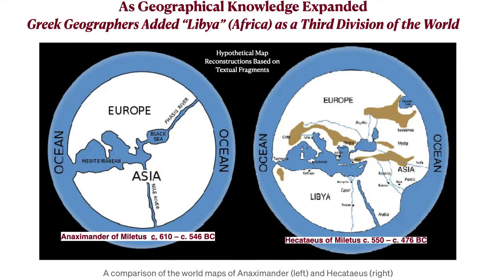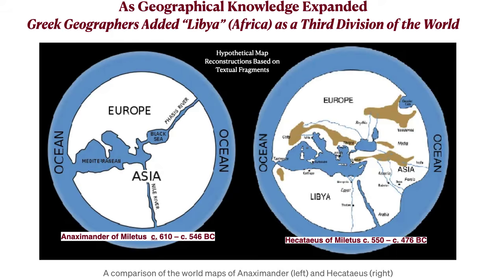And then a few decades later, Hecataeus, who was better noted as a geographer, again, his work doesn't survive, but who reorganized this scheme, adds what the Greeks called Libya, the Romans later called Africa, as a third division of the world. And so this reconstructed map, to the extent that it accurately depicts what they thought or knew, I should say, shows sort of a significant advance.